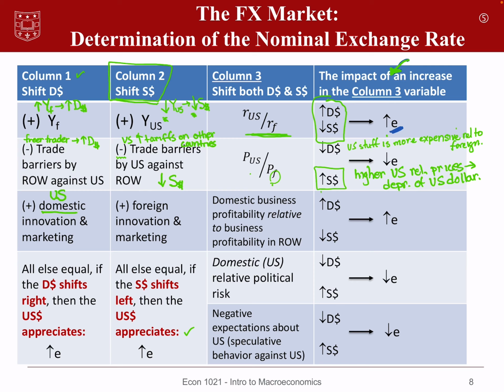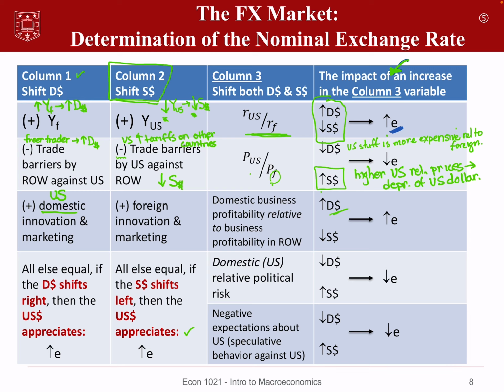Domestic business profitability is somewhat similar to the idea behind interest rates, but we want to treat it as its own distinct thing. If businesses seem to be more profitable in the US relative to the rest of the world, then you would see people in the rest of the world saying, "Ooh, I want to get in on that. Maybe buy the stocks and bonds of those more profitable companies."